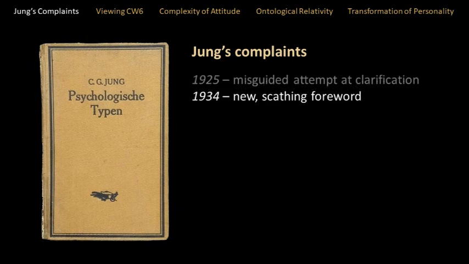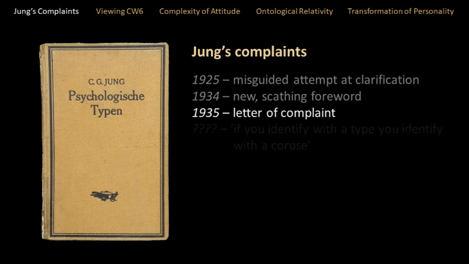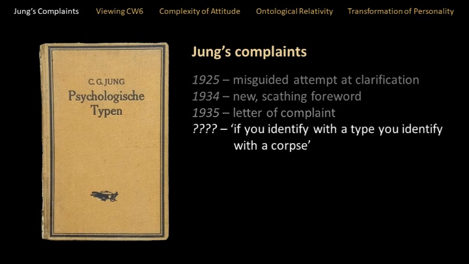In 1934, he wrote a new foreword that was scathing about readers' use of type to categorise people. He told readers to ignore the chapter that described the personality types and to look at chapters 2 and 5 instead. But those chapters made very difficult reading. In 1935, he complained in a letter that most readers had missed the main point of his book. Also, at some point, he suggested that if you identify with a type, then you identify with a corpse.